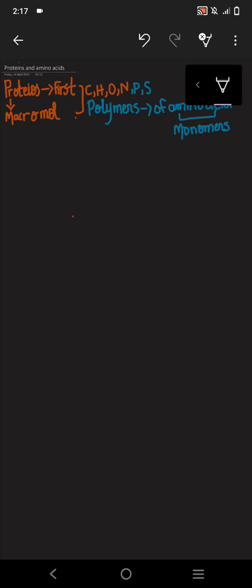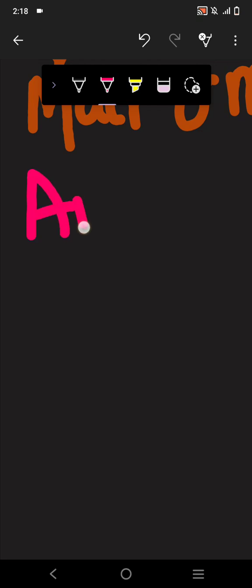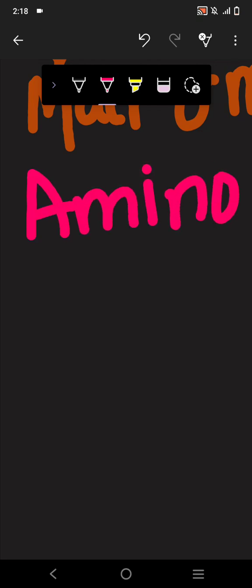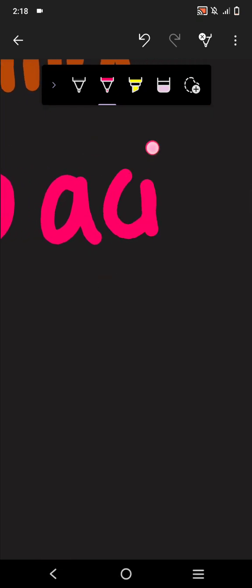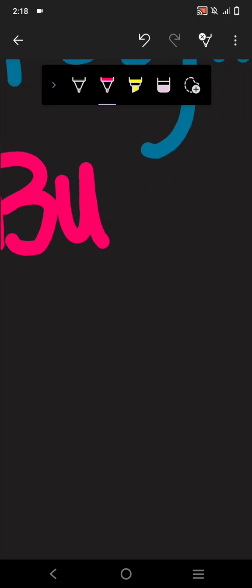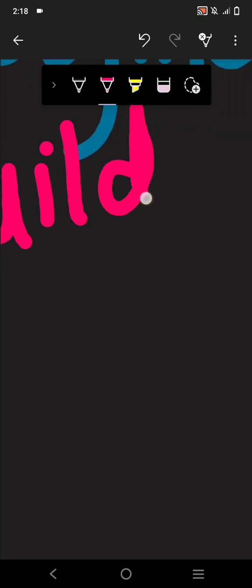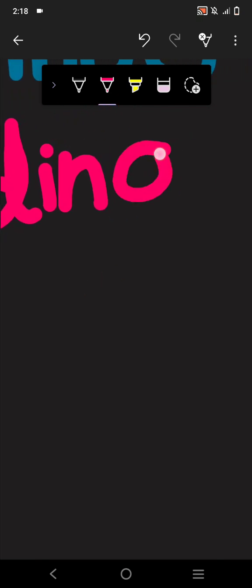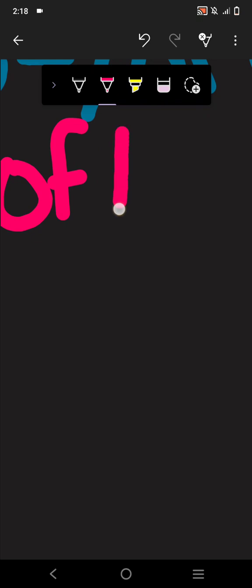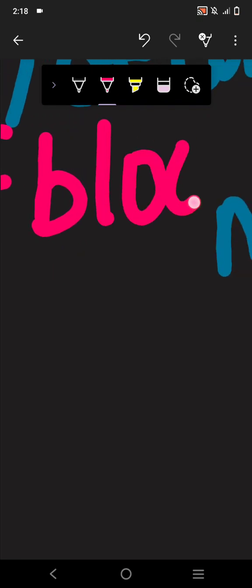Now we're going to discuss what an amino acid is. Amino acids are the building blocks of protein, meaning amino acids make the protein. Building blocks means that which makes something. Talking about the body, the building block of the body is protein, but the building block of protein is the amino acid.